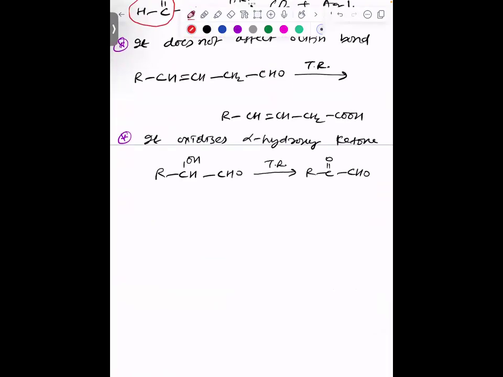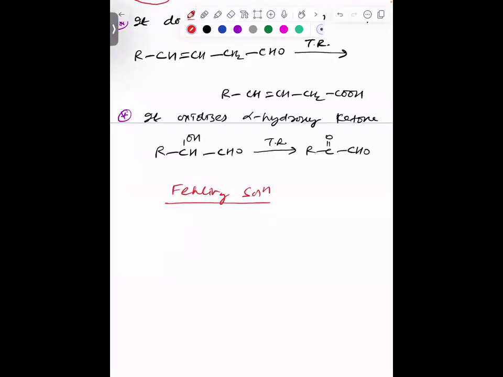Then next is Fehling solution. Tollens reagent doesn't react with ketone. It may be aliphatic ketone or aromatic ketone. It doesn't react. Okay. So next is Fehling solution.